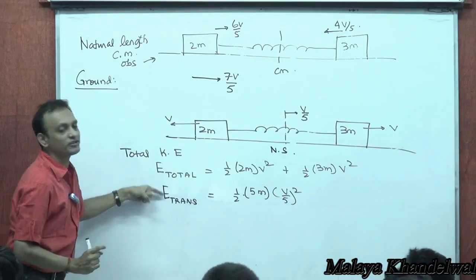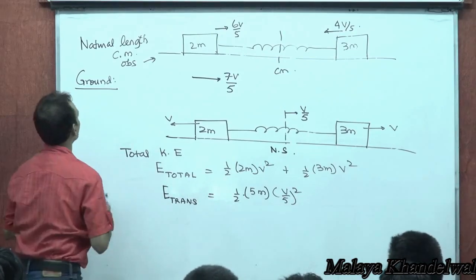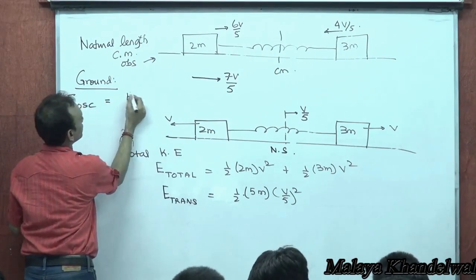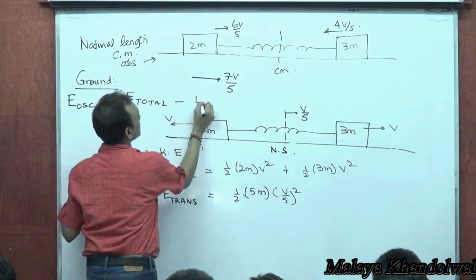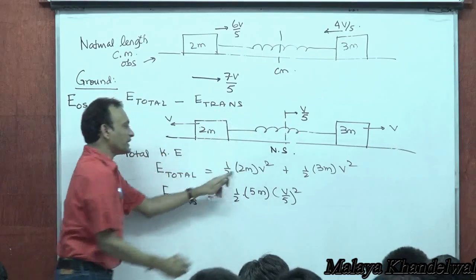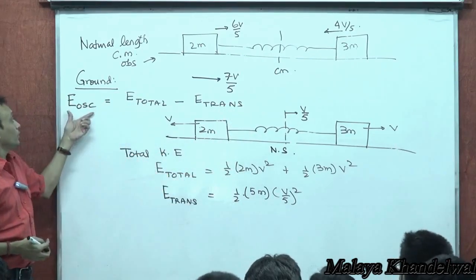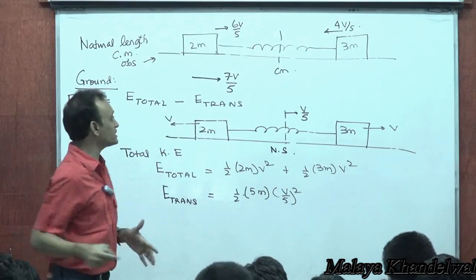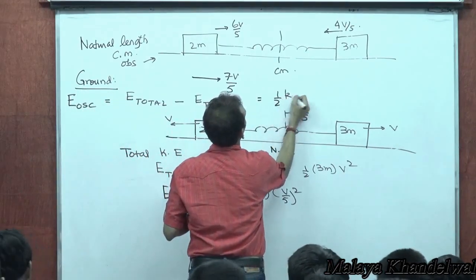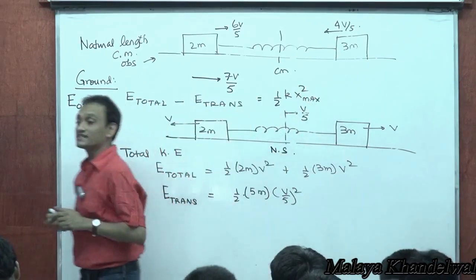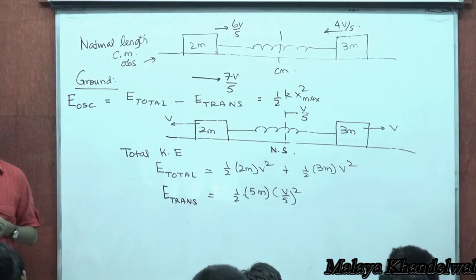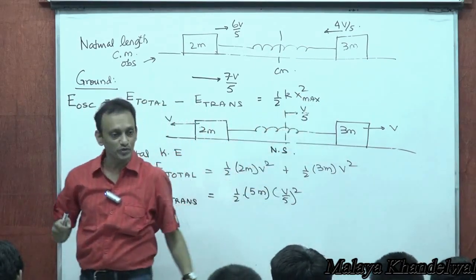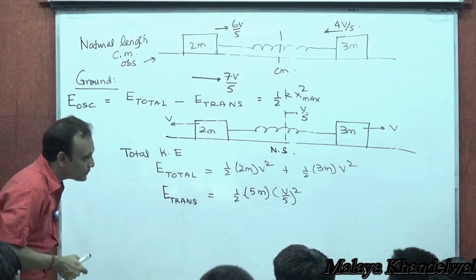The oscillation energy would be the difference of these two. Energy of oscillation is E total minus E translation, which you can calculate. And when the spring is in its maximum compressed state, this energy of oscillation would appear as half k x max squared. That will also enable you to calculate the maximum compression or the maximum elongation that could be brought about in the spring. Got me?